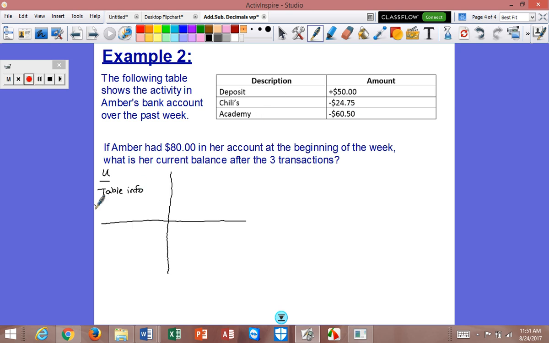We also know that she had $80 to begin with. And we want to know her current balance after the 3 transactions. So we want to know how much money she has in her account now. So that's the big thing. We want the current balance. That's our final thing we're looking for.